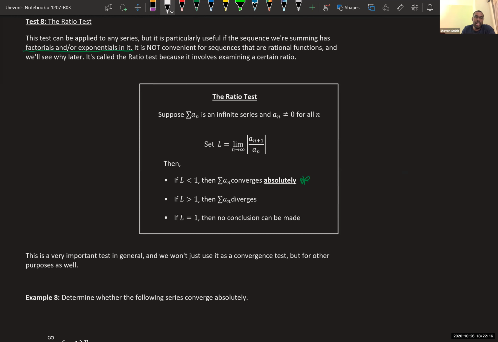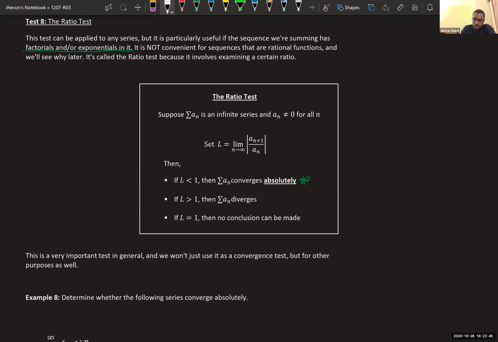If your limit L is a number larger than 1, then it turns out that the series will diverge. If we're in the situation where the limit is equal to 1 exactly, then no conclusion. You're kind of in a situation where you don't know. You need to use a different test because it can go either way.